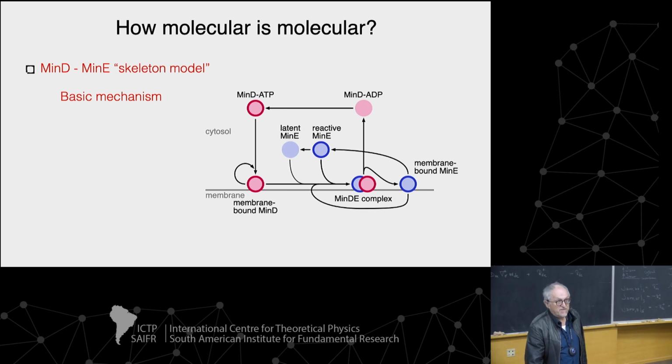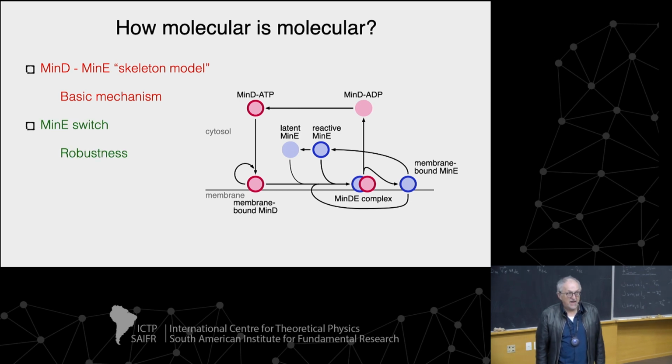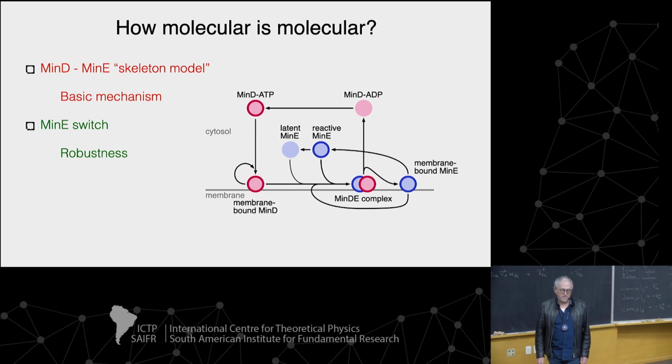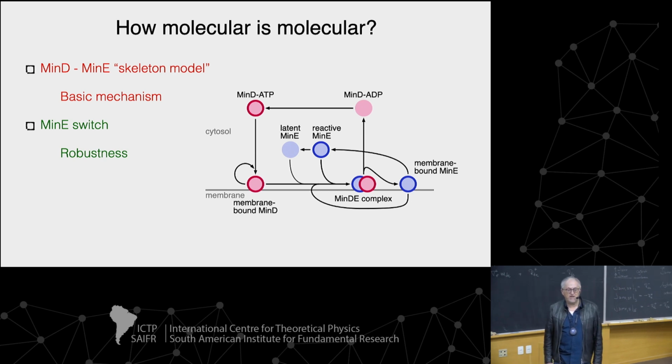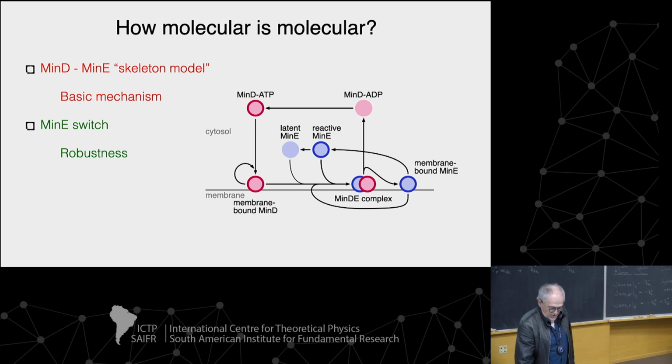But in the end, if you look at it closely, it doesn't work quantitatively. And one major step, I think, is the MinE switch model that we introduced. This MinE switch model explains the robustness of the Min oscillations to variations in the MinE and MinD concentrations. So it's an important module. It's the robustness module of the Min system. That's how I would call it.